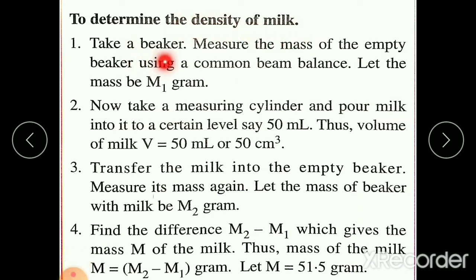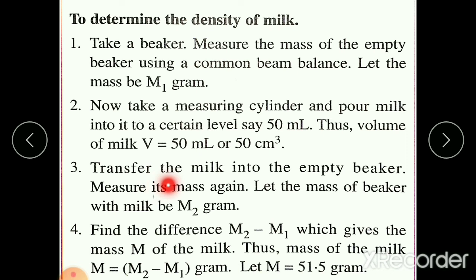The first step, take a beaker, measure the mass of the empty beaker using a common beam balance. Let the mass be m1 gram. The next step, now take a measuring cylinder and pour milk into it to a certain level, say 50 ml. Thus the volume of the milk is, how much have you taken? It is 50 ml. So we can write it as 50 centimeter cube.